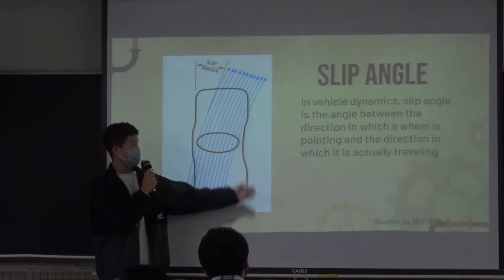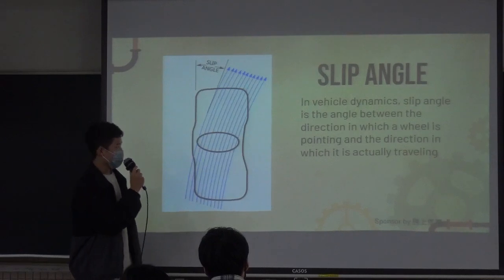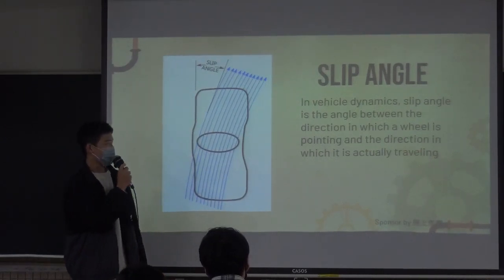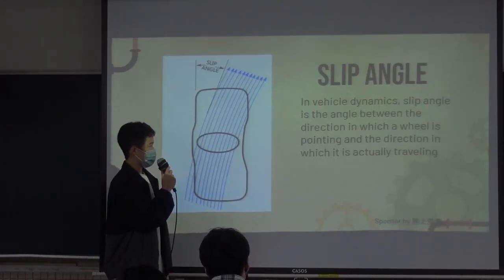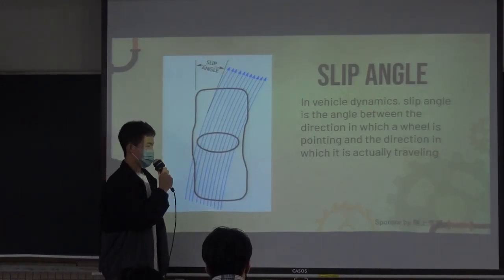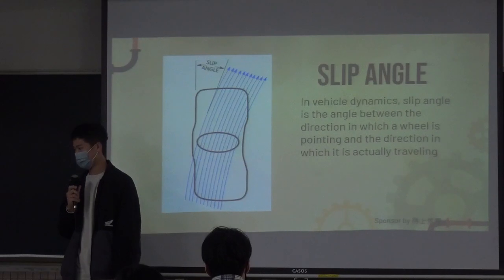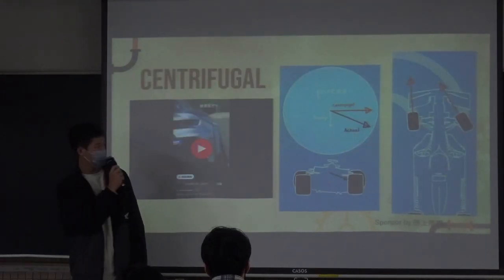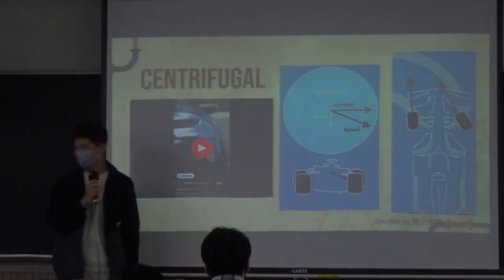Next, slip angle. The slip angle means the angle between the direction in which a wheel is pointing and the direction in which it is actually traveling. Next, let's watch this video.